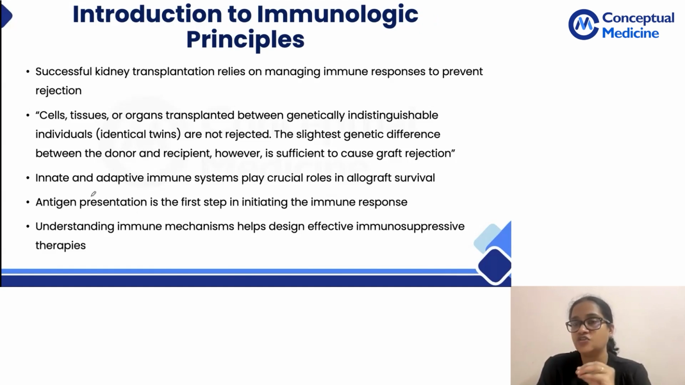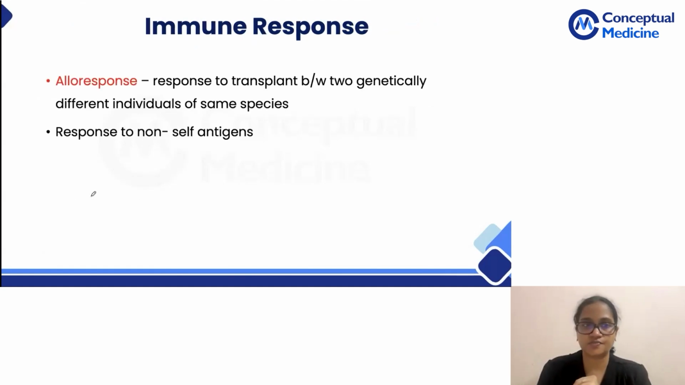So the donor antigen will be presented to the T cell. That antigen presentation is the first step in initiating the immune response. Okay, so why do we have to know all this? Only then can you attack those particular mechanisms by using immunosuppressive therapies and avoid rejection. So you have to know certain terms for understanding it.